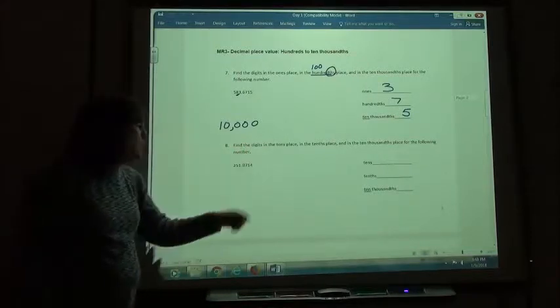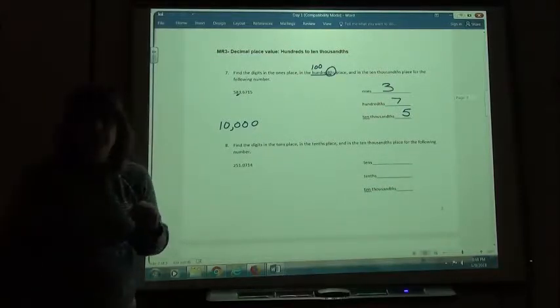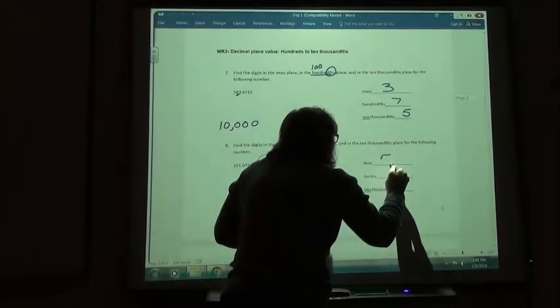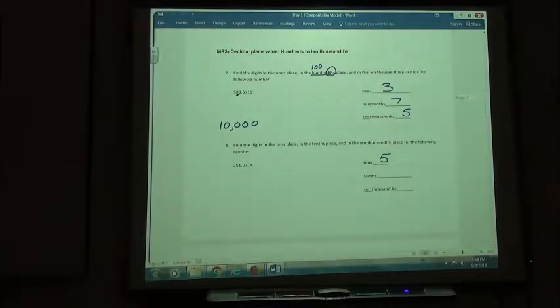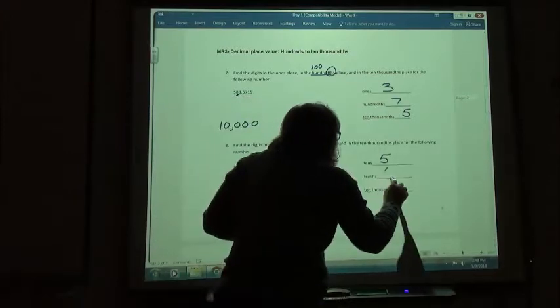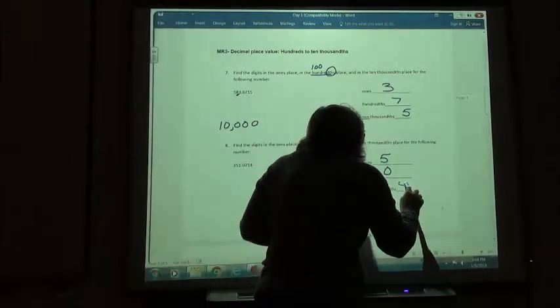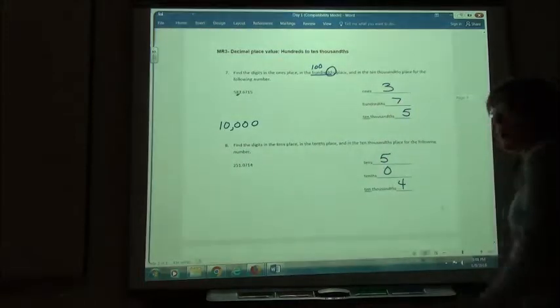So on number 8, what number is in your tens spot? The 5. Then we have the 10th spot. No, 0. The 0's in my 10th spot. And then the 10,000th spot. The 4. Exactly. So while I'm moving the board, go ahead, try number 9.